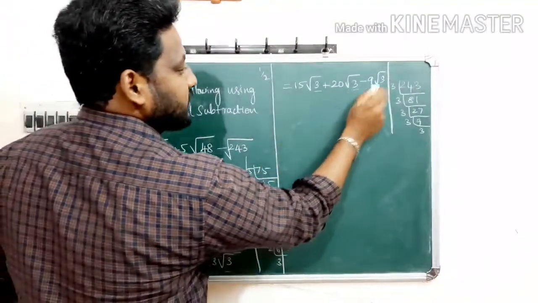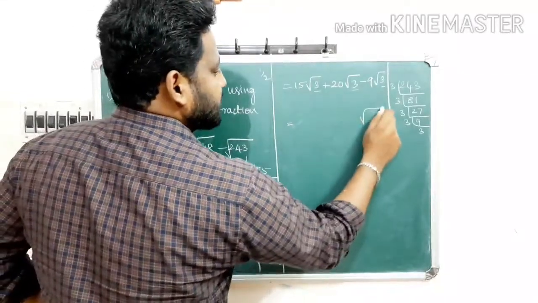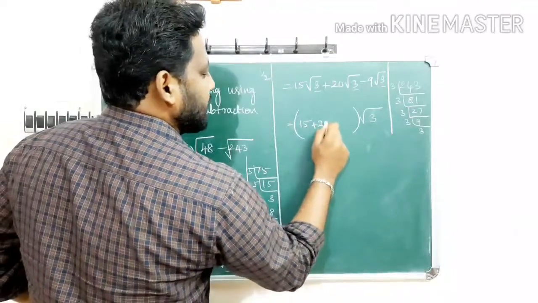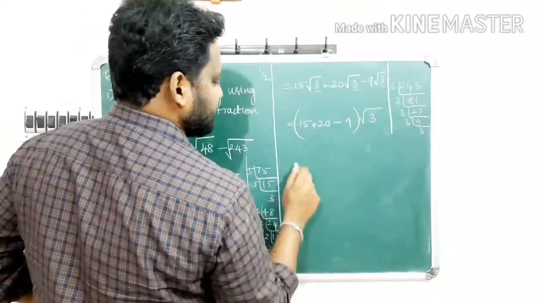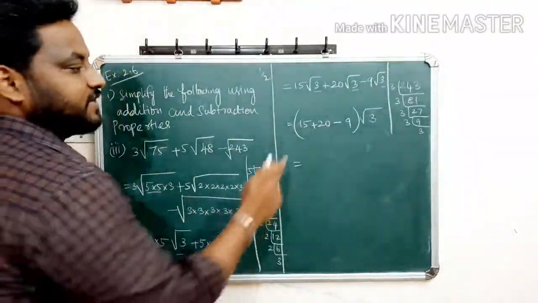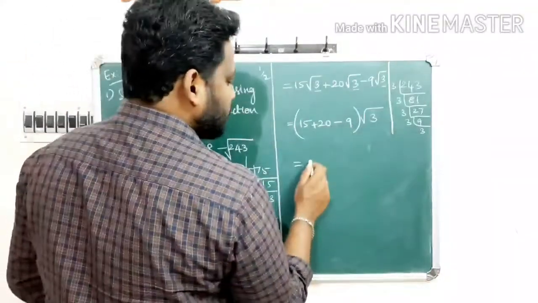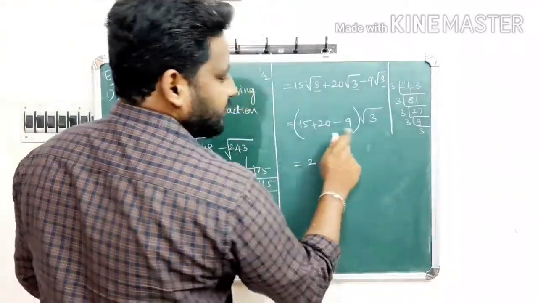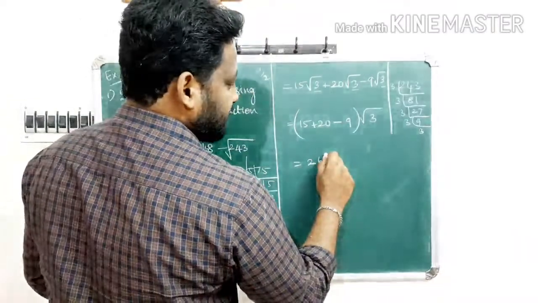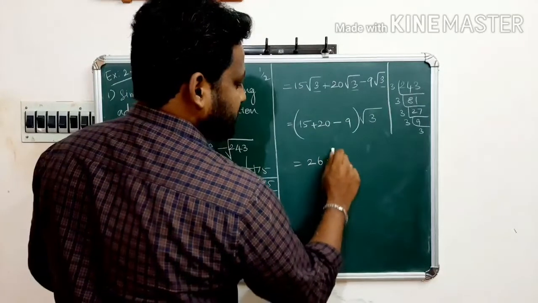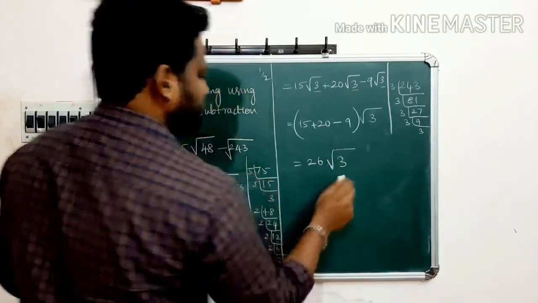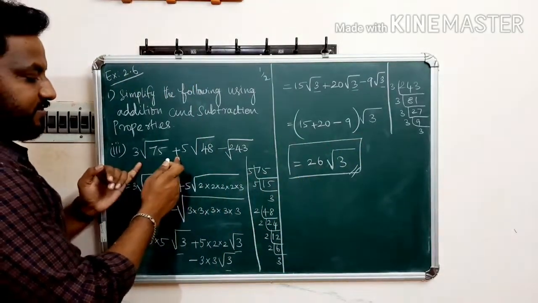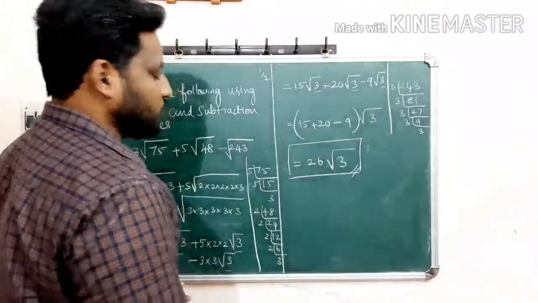Now look at this, root 3 is common. So take root 3 common, and then 15 plus 20 minus 9. 15 plus 20 is 35. 35 minus 9 is 26. So 26 root 3. So this is the value of 3 root 75 plus 5 root 48 minus 2 root 243.